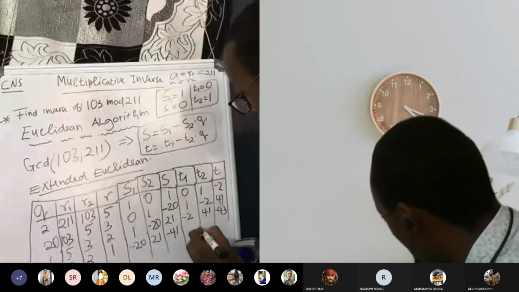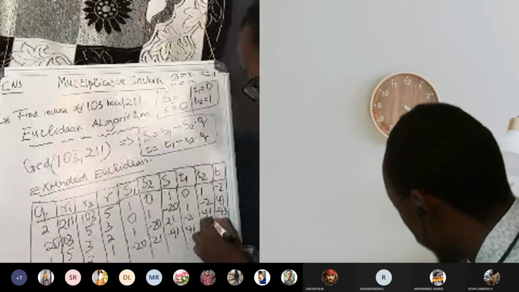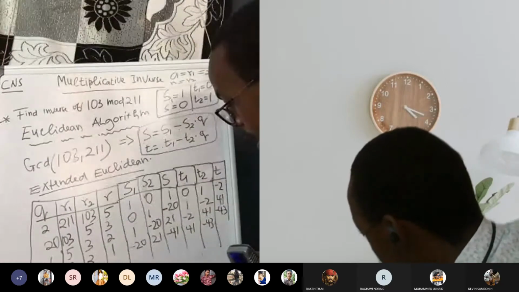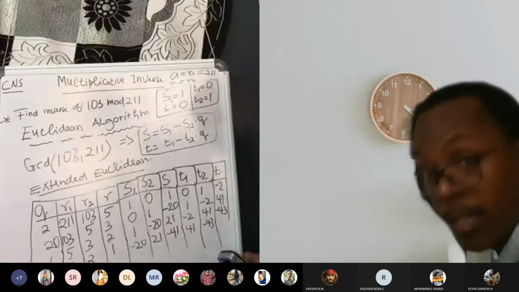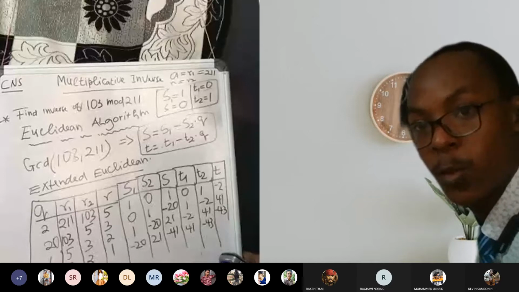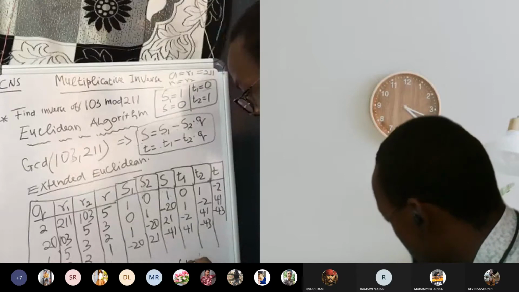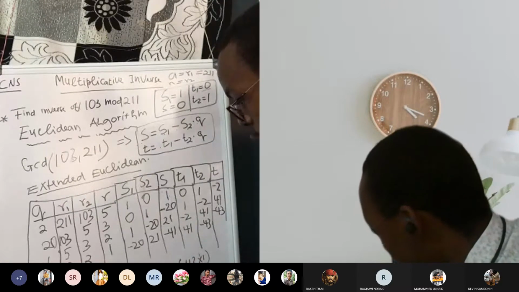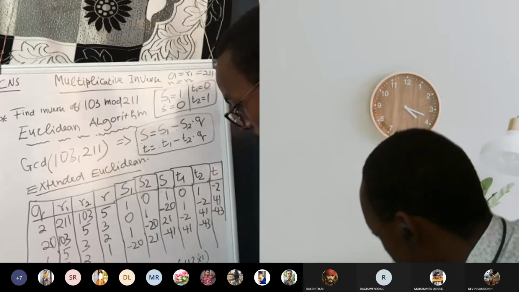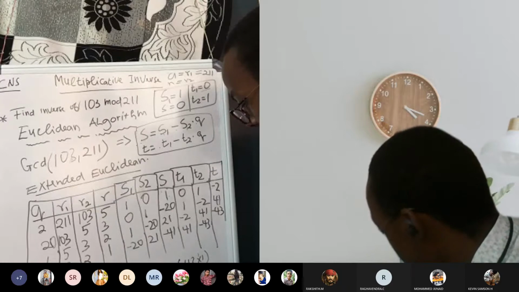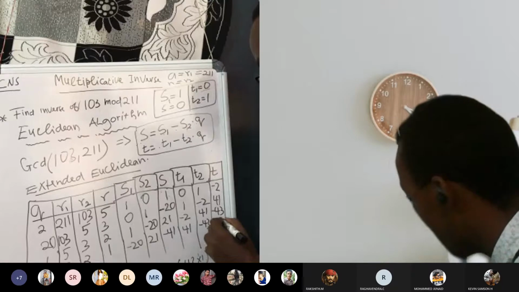Now we come to the value of T1 is equal to 41, T2 is equal to minus 43. Now, the value of T is equal to what? This one is equal to 41 minus what? Minus 43 into 1. So this one is equal to 41 plus 43, which is equal to 84, right? 84. If it is correct, we shall see 84.